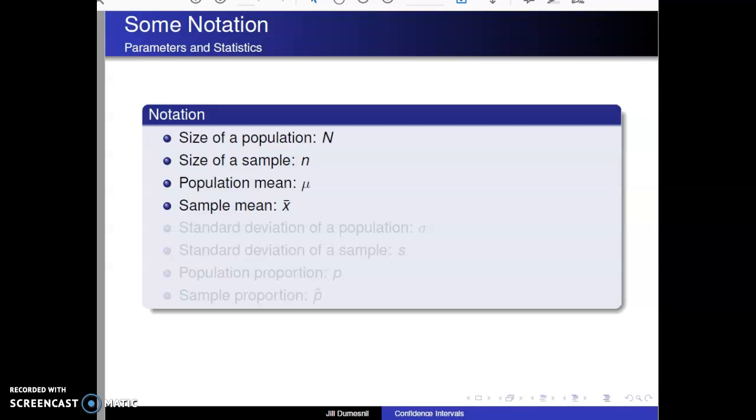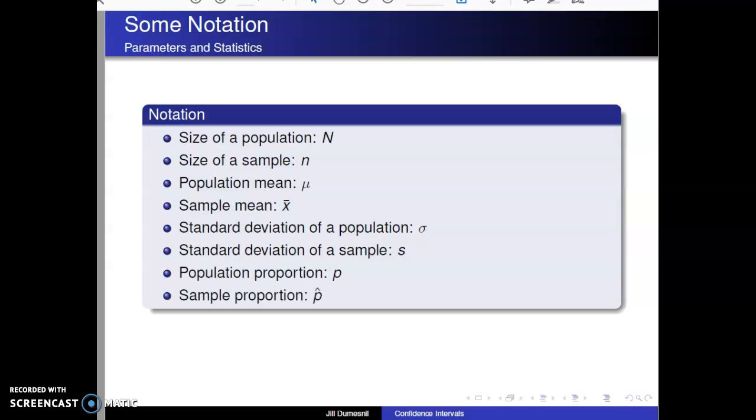Using Greek letters for the population parameters is pretty standard. We use a lowercase Greek sigma for a population standard deviation and a lowercase s for a sample standard deviation. Note that mu is the Greek m and sigma is the Greek s.